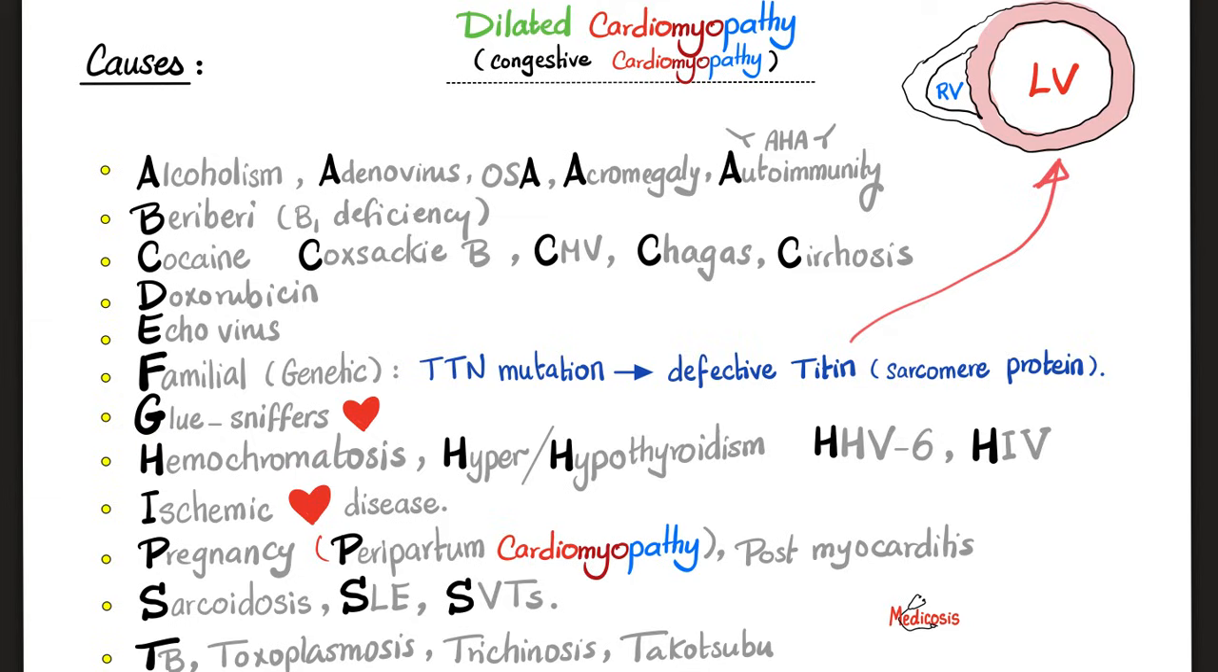The G, glue sniffers. Oh, is that correct? Yeah, alcohol can do it, cocaine can do it, and sniffing glue can dilate your heart. That's some Joe Rogan action right there.